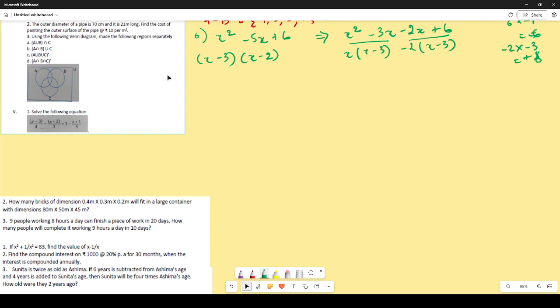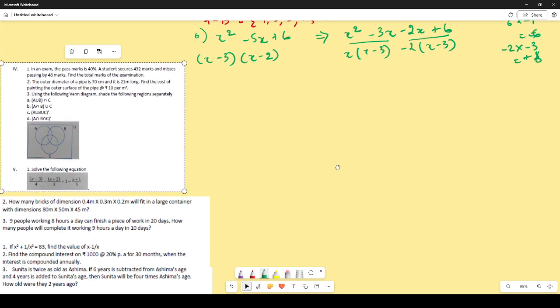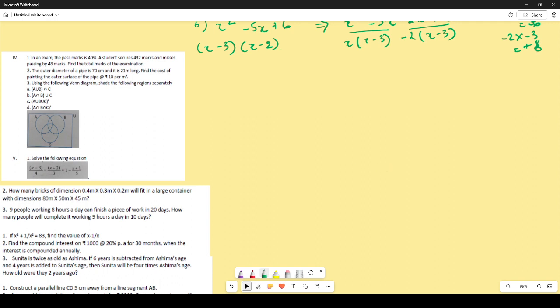Alright, now let us take up the next bit, which is question number 4, first question. In an exam, pass marks is 40%. A student secures 432 marks and misses passing by 48 marks. That means pass marks is equal to what? 432 plus 48. That makes it 480 marks. So what are you supposed to do now?